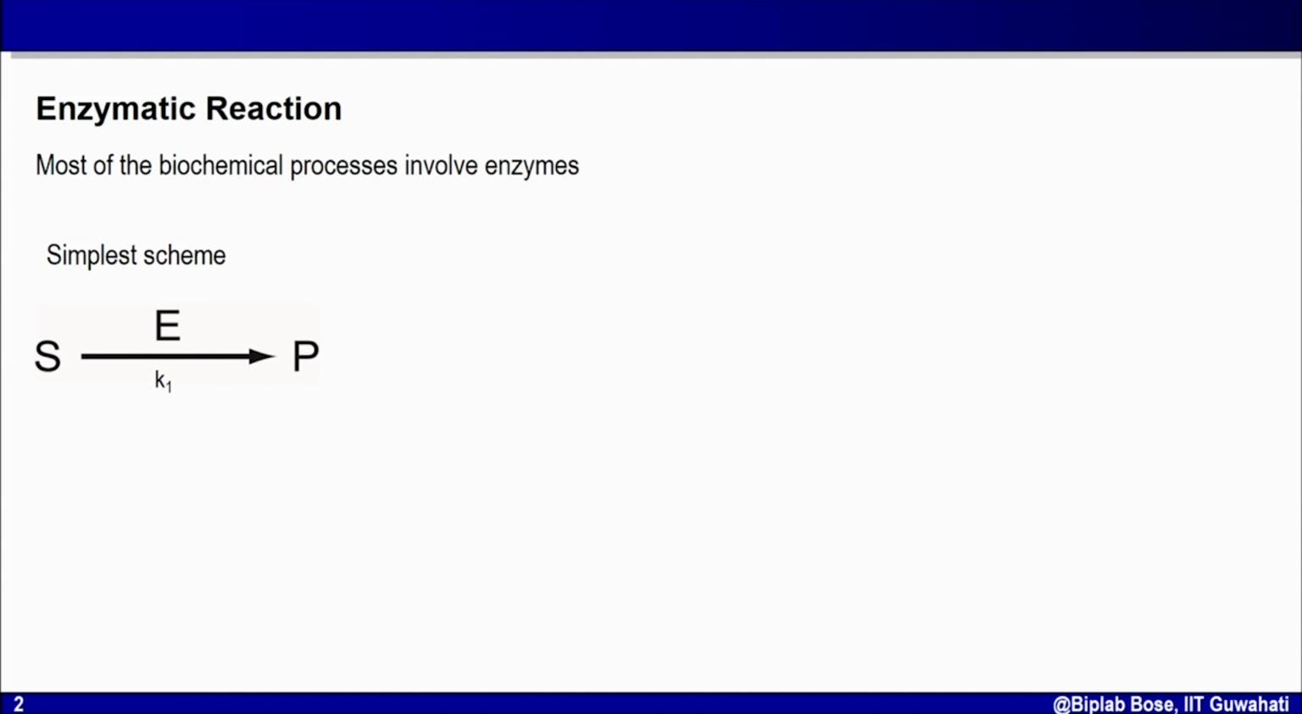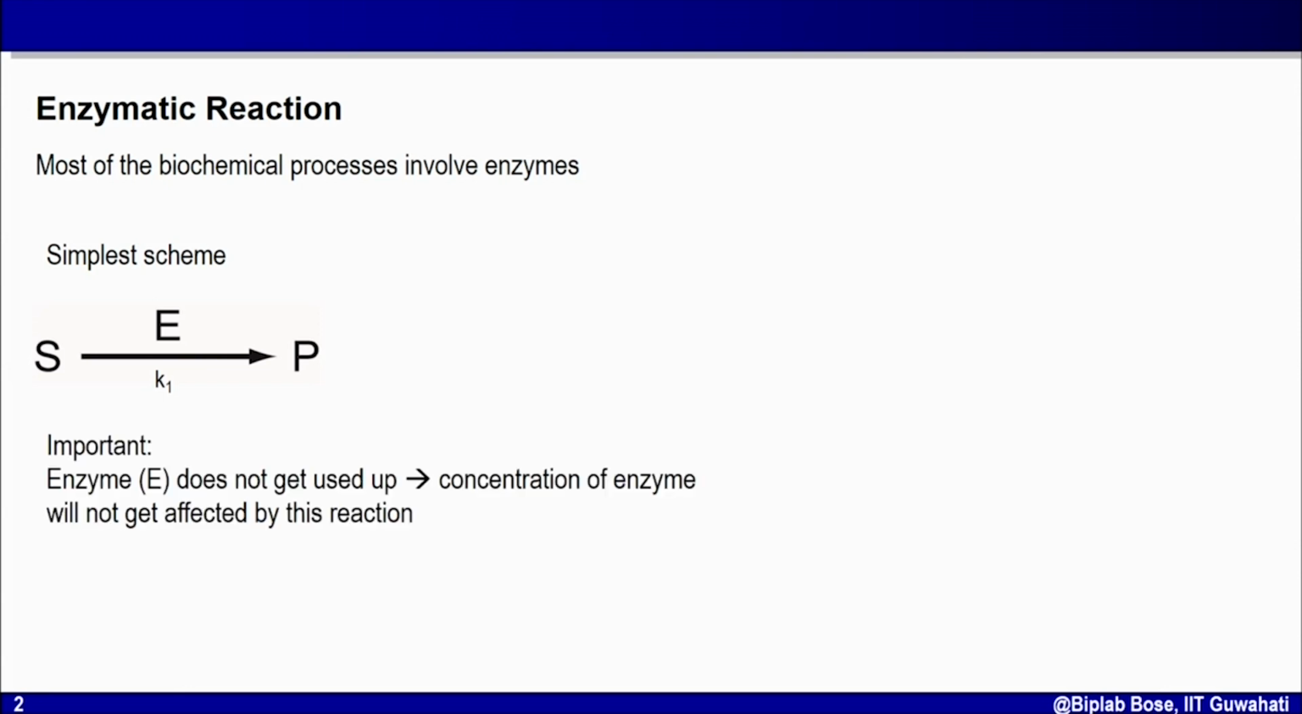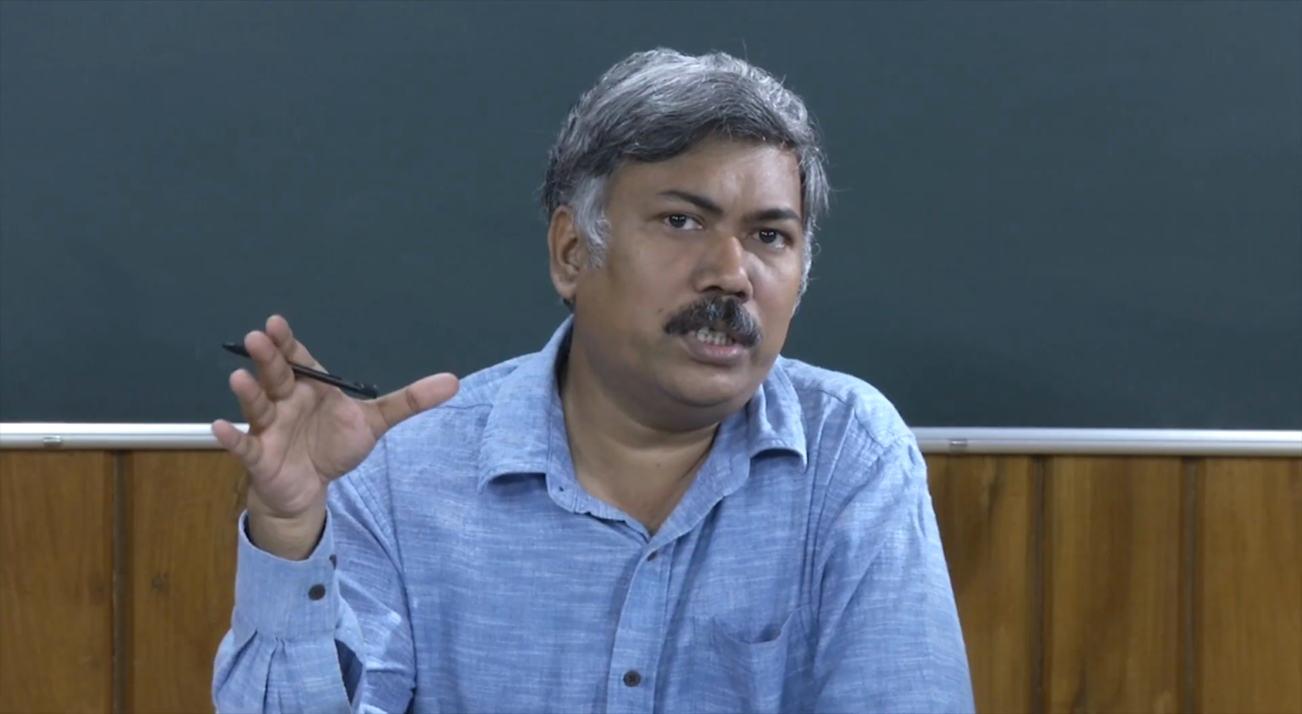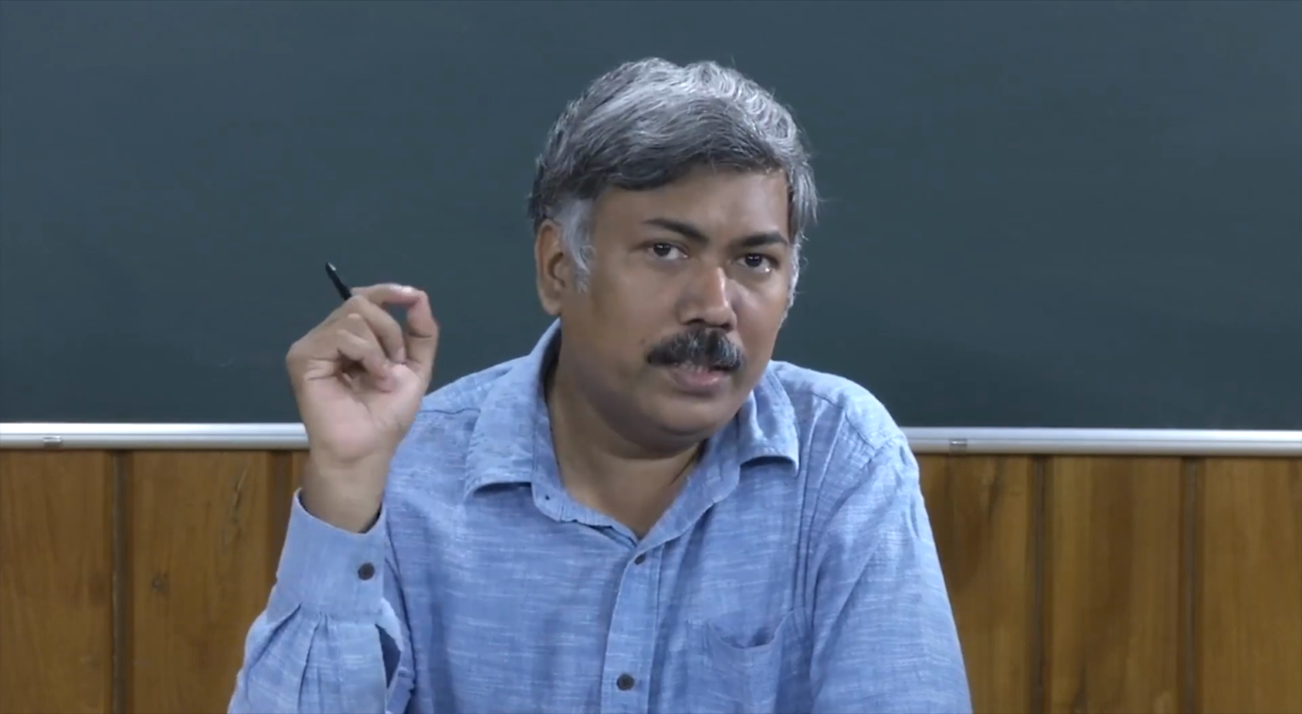Substrate S is becoming product P, and the enzyme E is helping in this, and the rate constant is K1 in this process. Now remember, this is the enzymatic reaction. That means we have to remember that the enzyme E is not getting used up in this reaction, because initially it will form a complex with the substrate, and then eventually it will be free again and the product will be formed. So the concentration of enzyme does not get changed in the long run by this process. That we have to keep in mind.